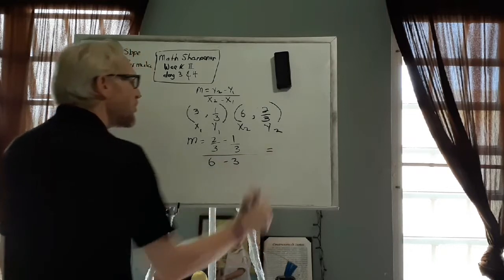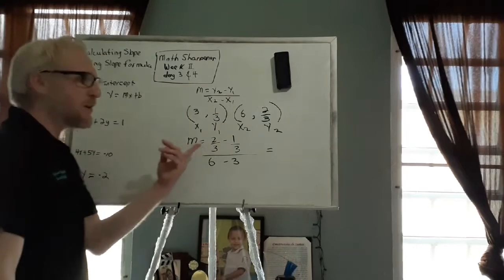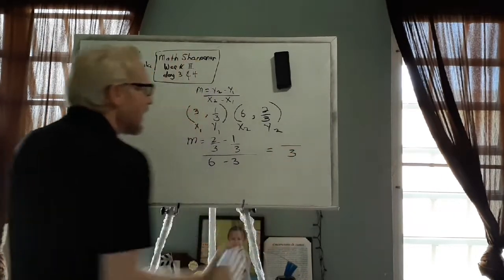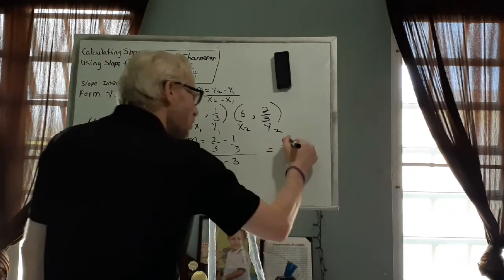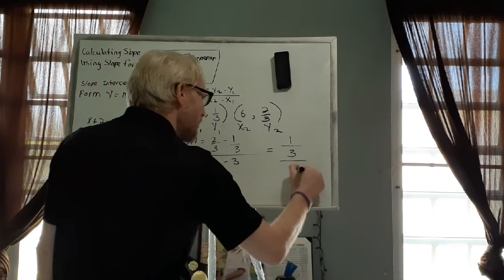So what we're going to do is we're just going to say 2/3. Since here the denominators are the same, I'm just going to move my 3, and I'm going to subtract 2 minus 1, which would be 1, and then I have 6 minus 3, and that would be 3.